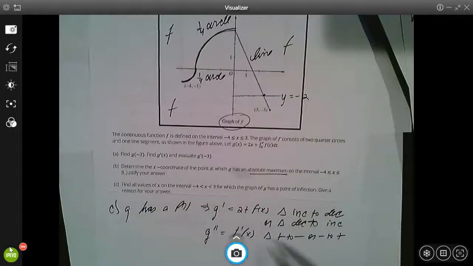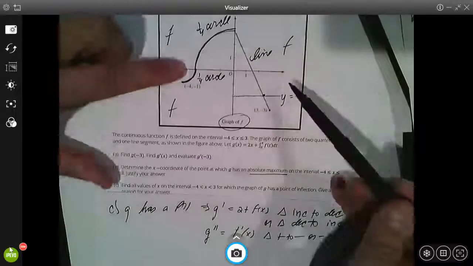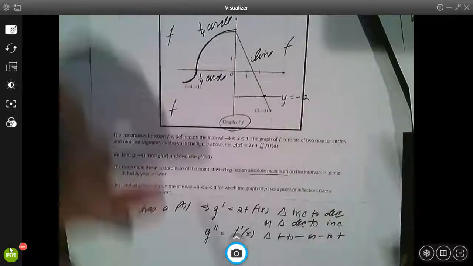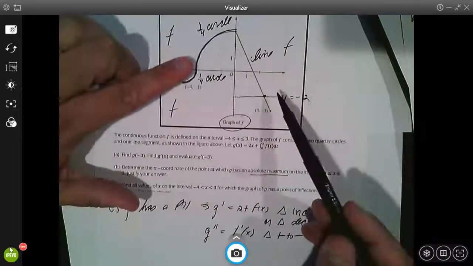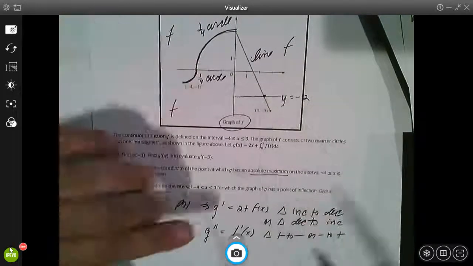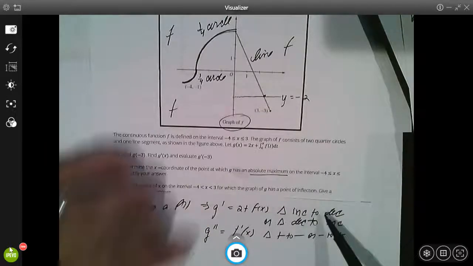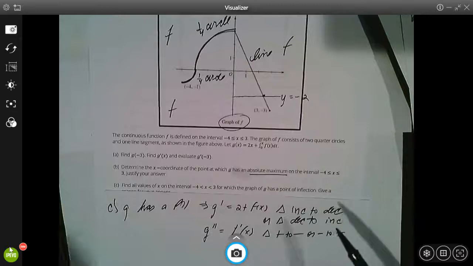You might like this definition and say, well, g double prime, that's going to be equal to f prime. Where does that change from positive to negative? The problem is we don't actually see that graph. We see the graph of f. So we're going to have to use the knowledge we have about the graph of f to figure out where g prime, which is 2 plus f of x, changes from increasing to decreasing.